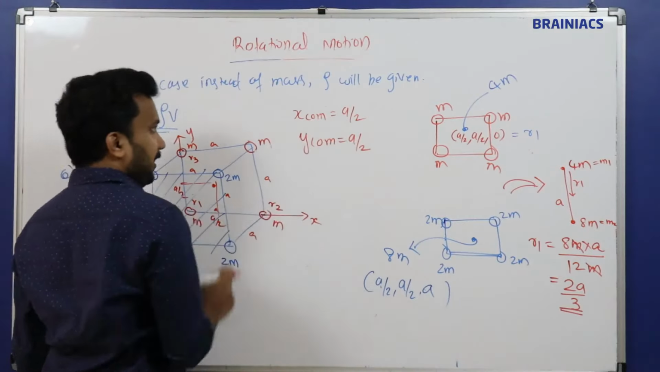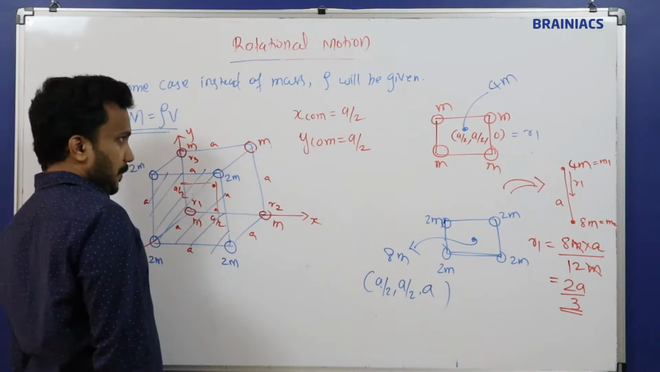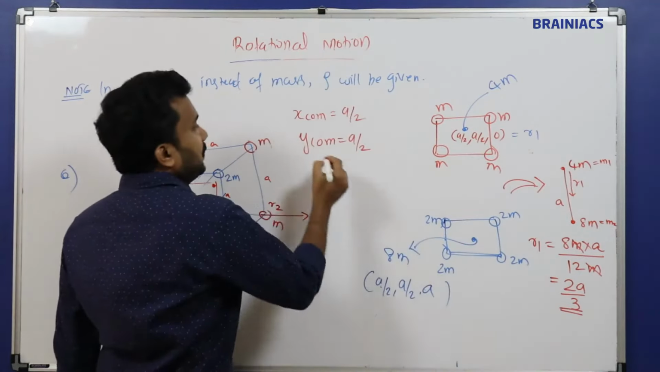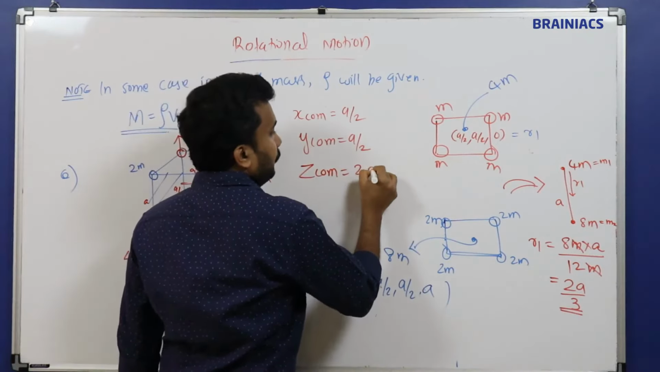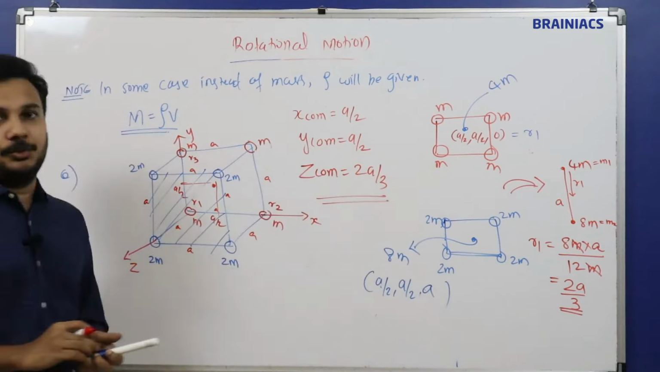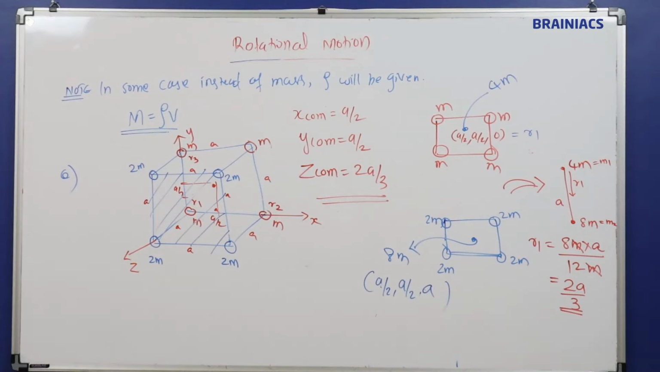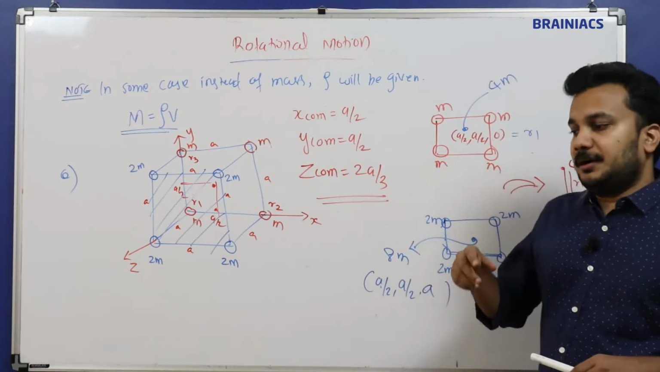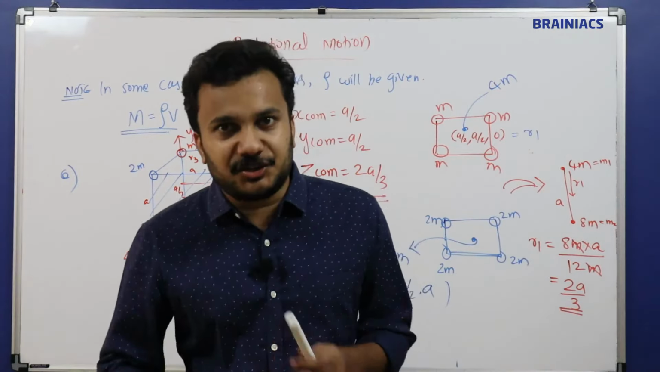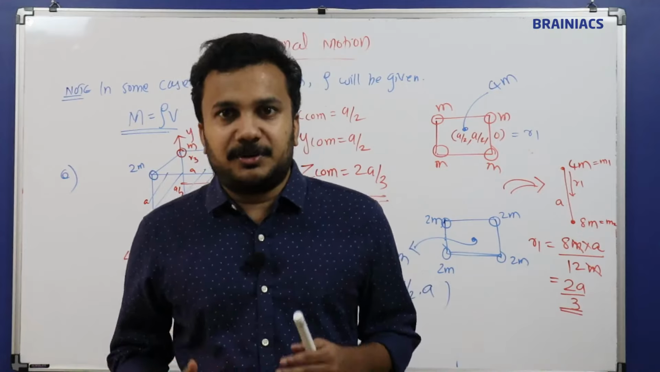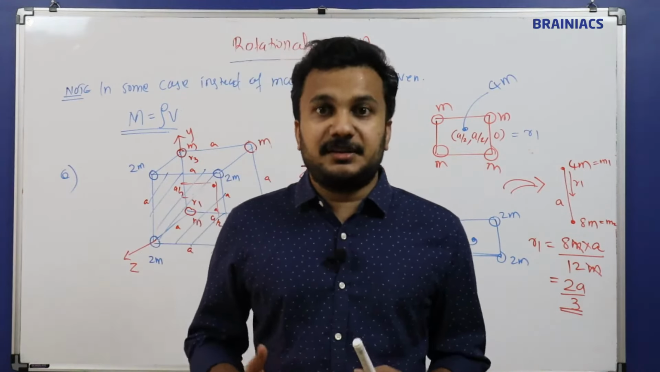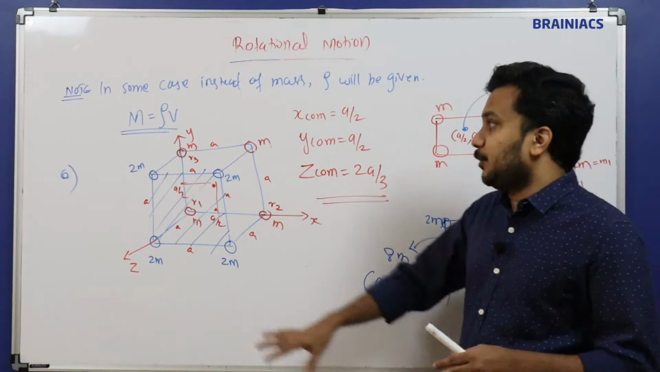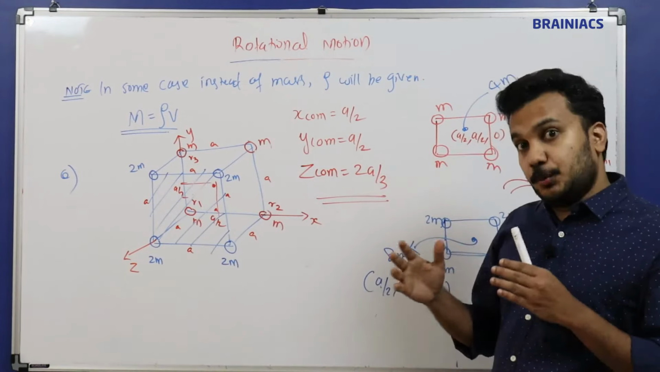From the origin it is a by 2, and all these are measured from the origin, starting from 0. That's what we are finding: r1 from the top. So ZCOM is equal to 2a by 3. If you are very thorough with the concept, we can easily find the solution for these questions without wasting much time. Otherwise we have to go with our traditional method, r1 x1 y1 z1, r2 x2 y2 z2, r3 x3 y3 z3. Instead of doing the problem in that way, we can also do the problem by considering this as a two-mass system.